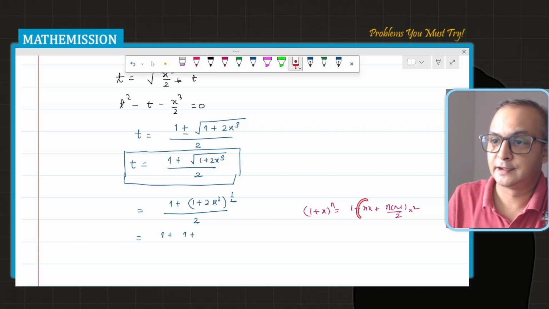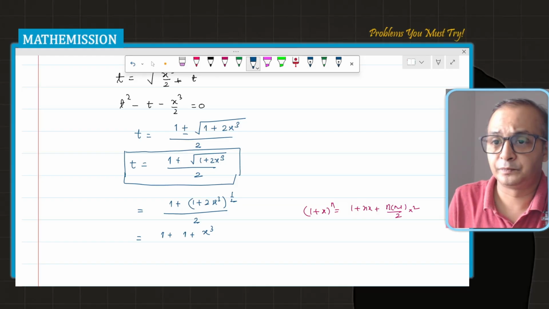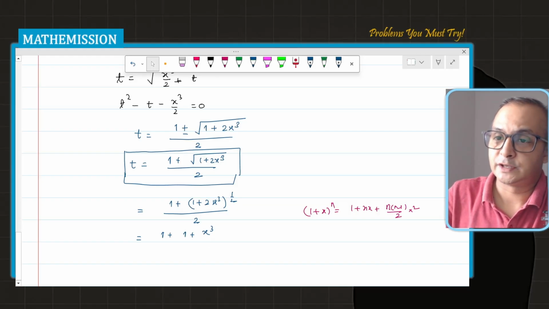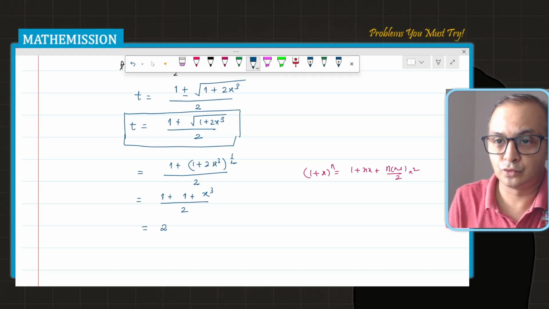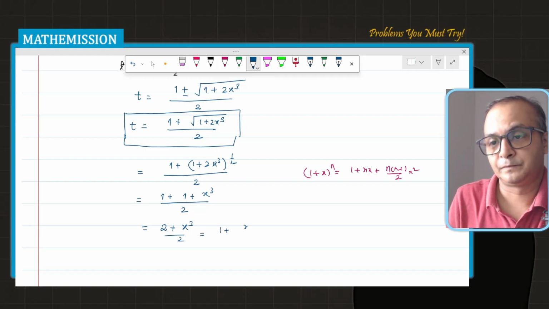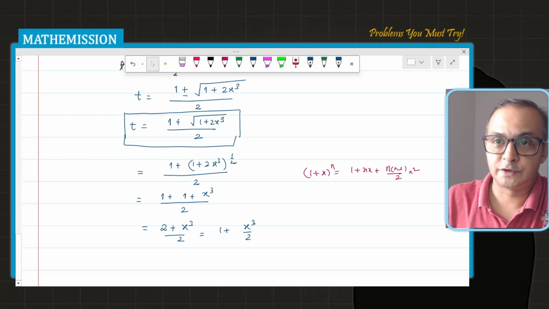You can see that this n is half, so this 2 will go away and I'm left with x cubed. So this will give you this situation on the top and divide by 2. So therefore I'm getting here 2 plus x cubed, divided by 2. So there is 1 plus x cubed by 2. Now notice this is the value of t we got.